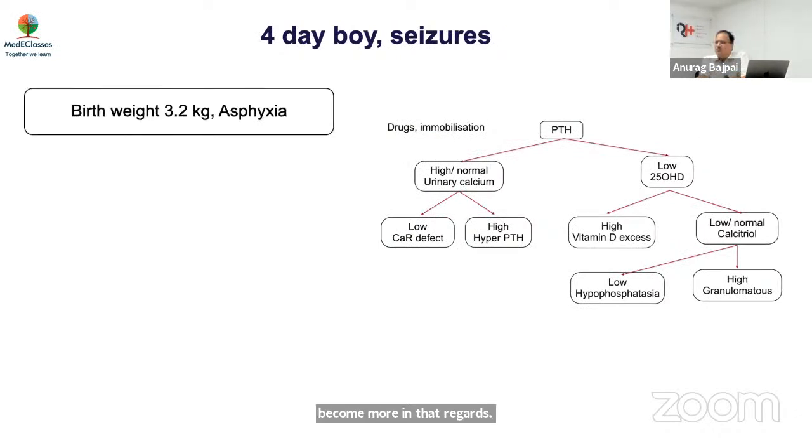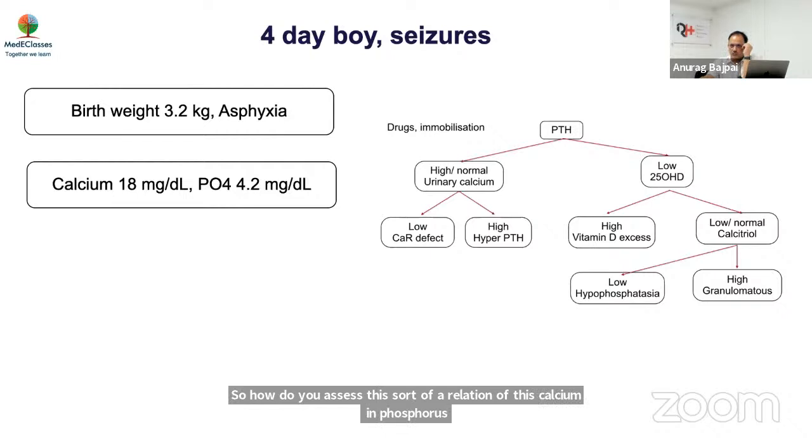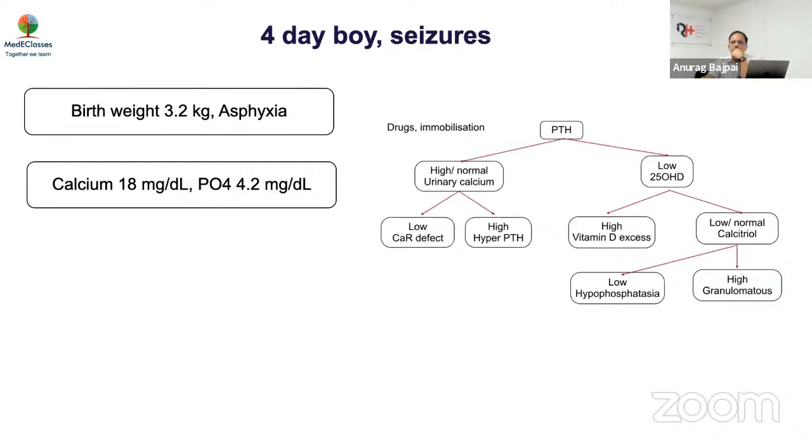4-day-old boy with seizures, birth weight was 3.2 with asphyxia, calcium is 18, very high, phosphorus is 4.2. So how do you assess this sort of a relation of this calcium and phosphorus? So here, as you can see, the calcium is also high, the phosphorus is also on the higher side. So this looks like a vitamin D related cause. We do not expect an excess at day 4 of life so soon. So in the setting of birth asphyxia, one must look for purple violaceous nodules. So important point here is that phosphorus is not low, making PTH dependent cause less likely.